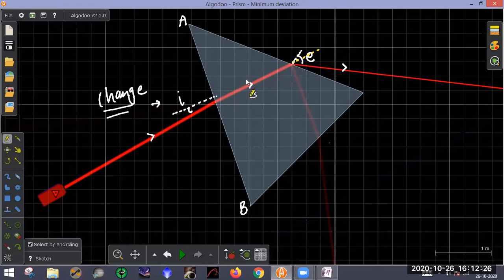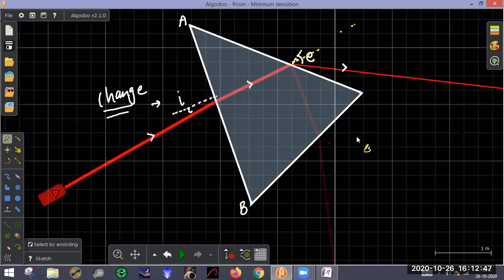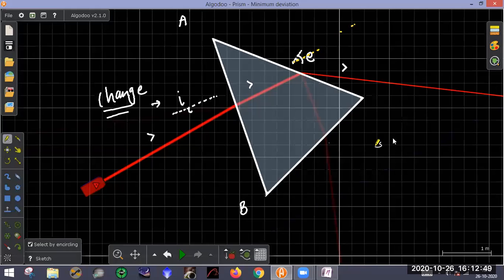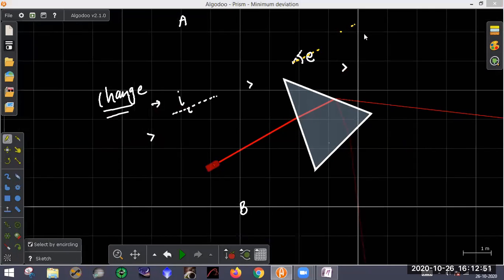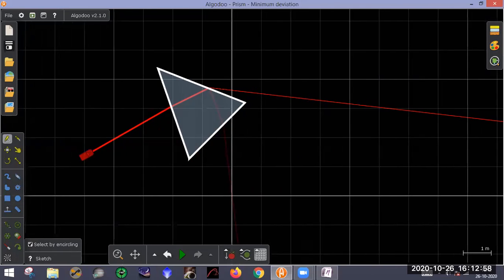I was telling you that right now we are having some deviation. Roughly speaking, this red light was going in this direction where you are seeing the yellow, somewhere over here, but it bends and goes in this direction. So that's how you have delta, the deviation. Now if I rotate this prism, i will change, and because of that you're going to see how the angle of deviation changes. So let's see.